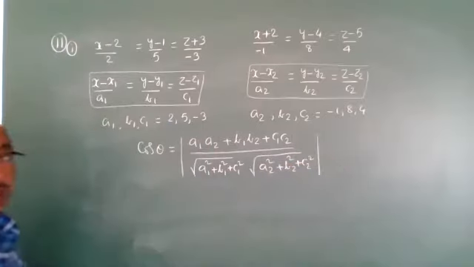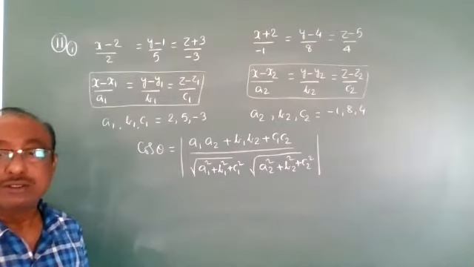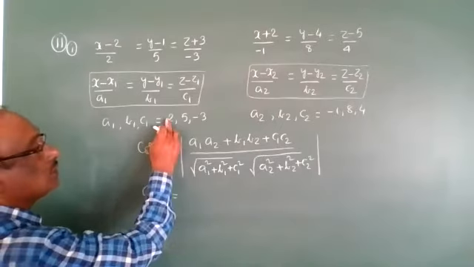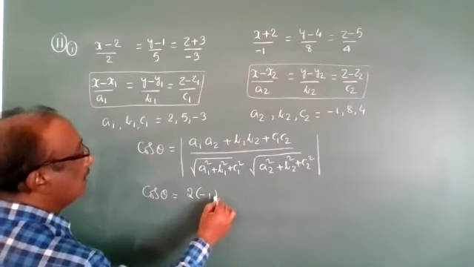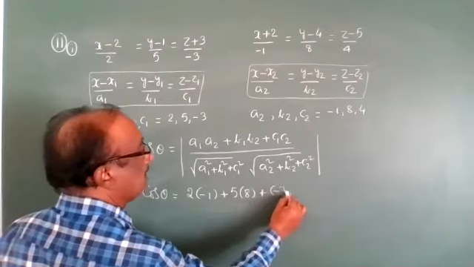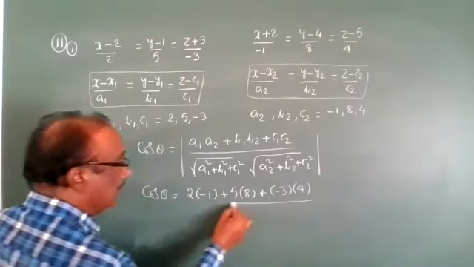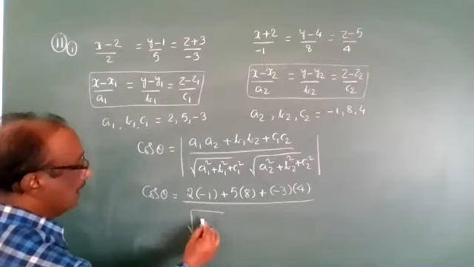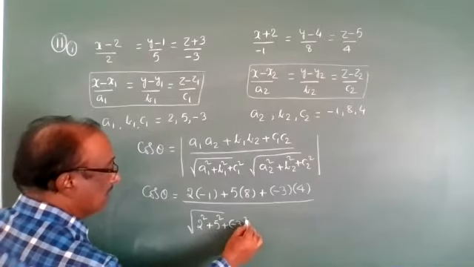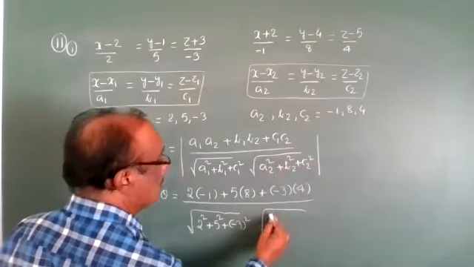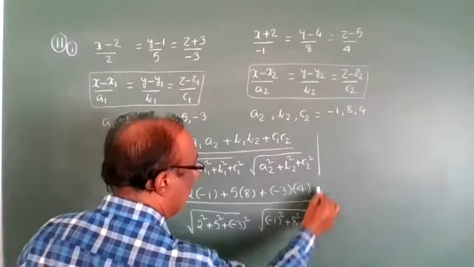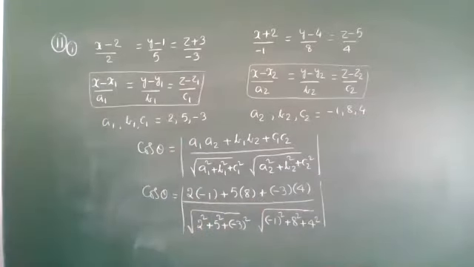Now under the modulus, right, apply. We get the answer. Cos theta equals a1 is 2, a2 is minus 1, so 2 into minus 1; b1 is 5, b2 is 8; and c1 is minus 3, c2 is 4, upon root over a1 square is 2 square, b1 square is 5 square, c1 square is minus 3 square, a2 square is minus 1 square, b2 square is 8 square, c2 square is 4 square, under modulus. Right, simplify, everyone.